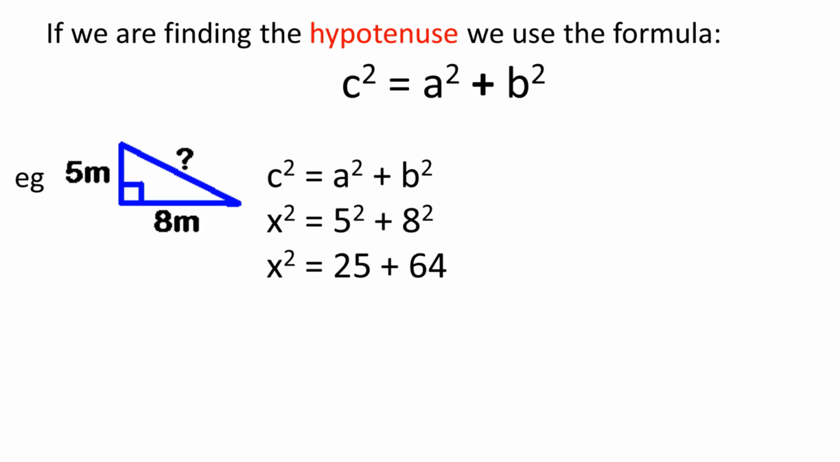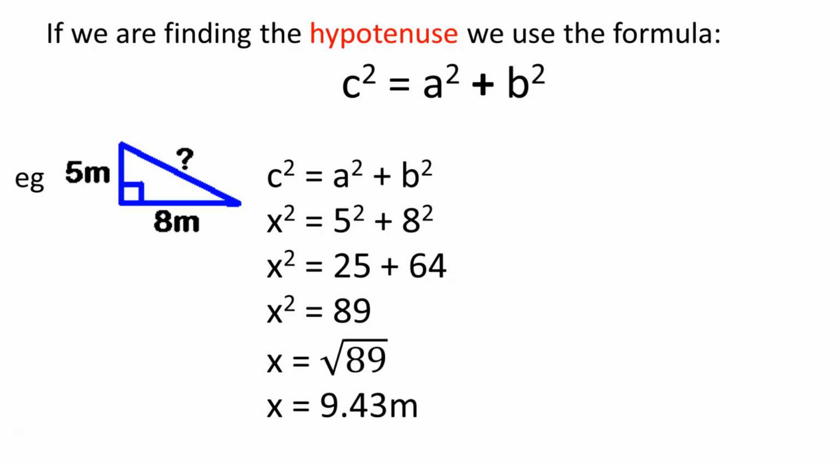Then I can add those two together, 25 plus 64, and that comes out to be 89. And that's x squared equals 89. But we want to know what x equals. So to get rid of the squared, we need to do the opposite, or the inverse, of it, and so we take the square root. I'm going to take the square root of 89, and that will come out with a long decimal. But we're going to round it to 2 decimal places, typically for measurements. And so we've got 9.43 meters.